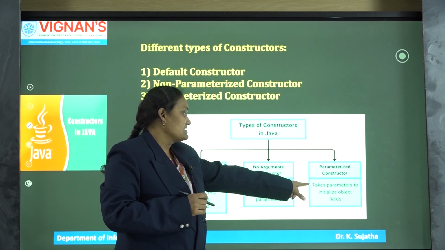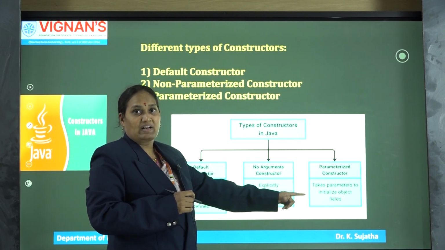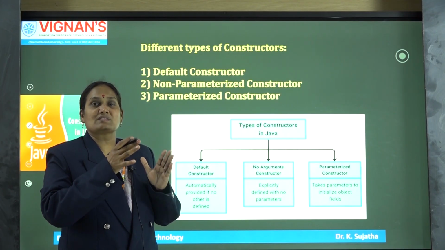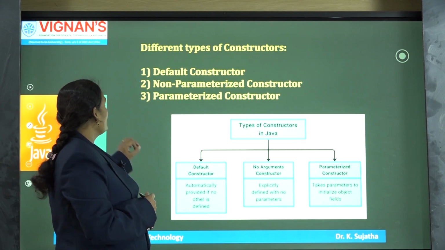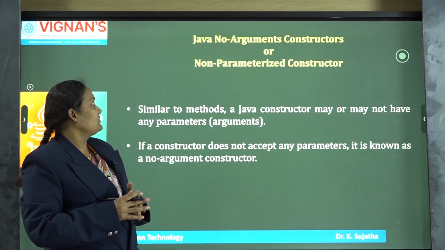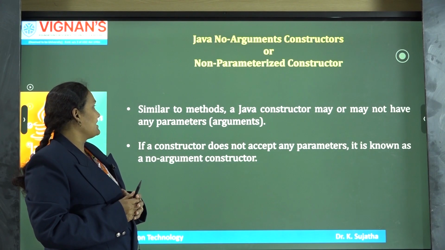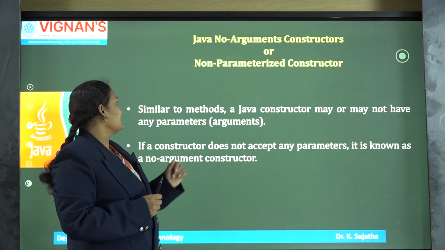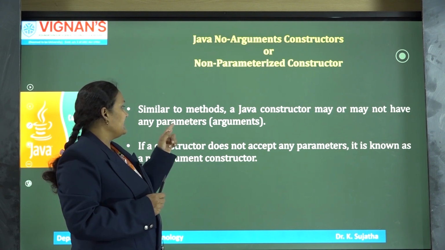Now a parameterized constructor takes parameters to initialize the object fields, the object variables that are present. To initialize those object variables, it uses the parameters. Now we are going to see these different types of constructors. First one, no argument constructors or non-parameterized constructors. These non-parameterized constructors are similar to methods, so they may or may not have any parameters.